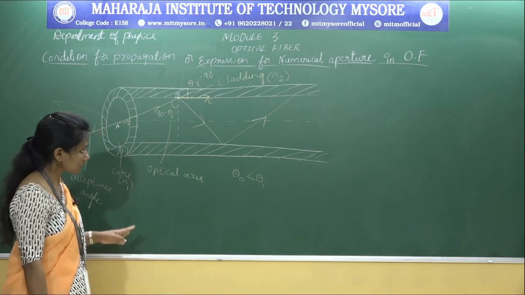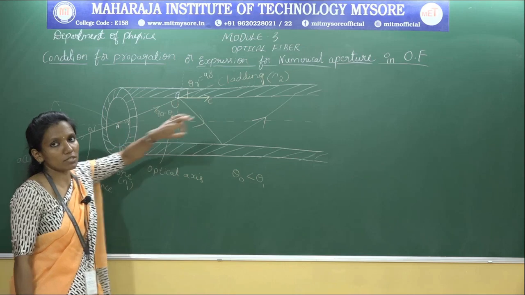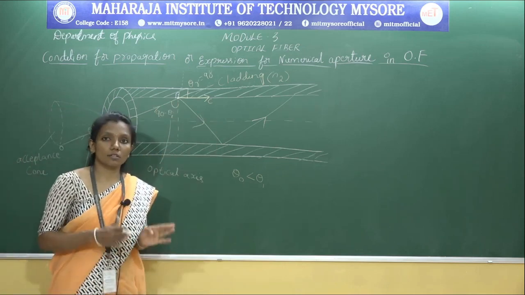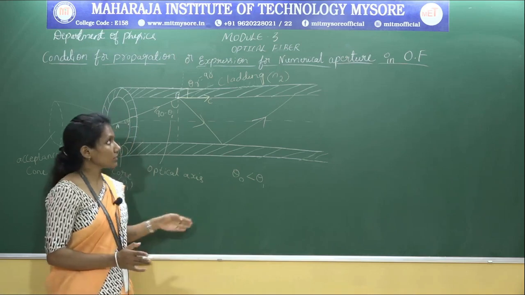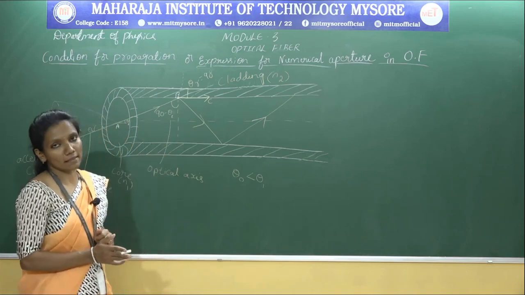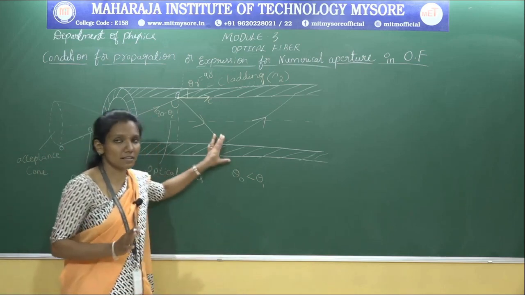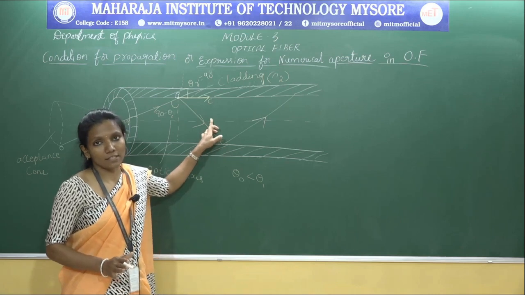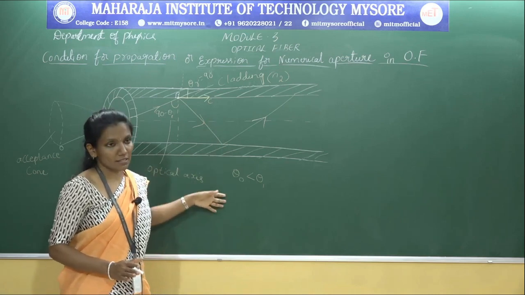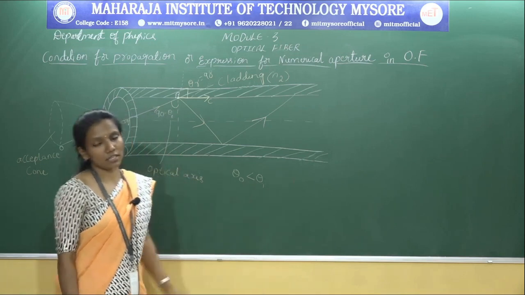Now we have to derive the condition for this optical fiber. What is the condition for light to travel inside the optical fiber? For that we need the expression for numerical aperture. Numerical aperture means how much light the optical fiber will gather, the capacity of the fiber to collect rays. So that is the condition we have to derive.